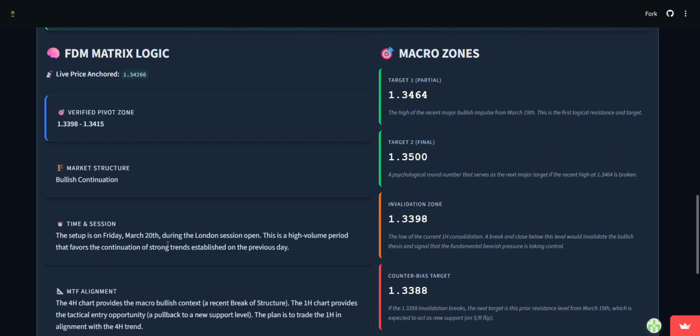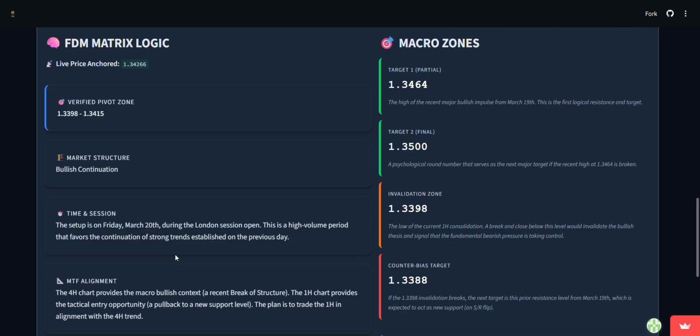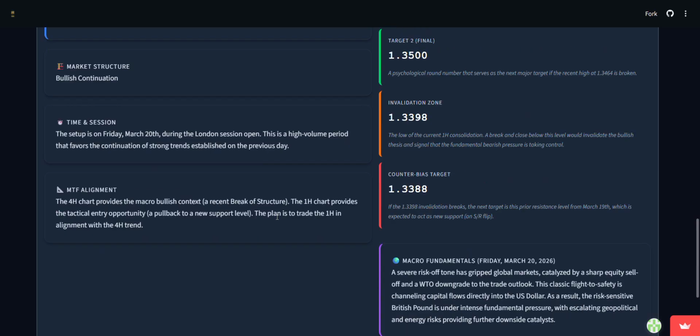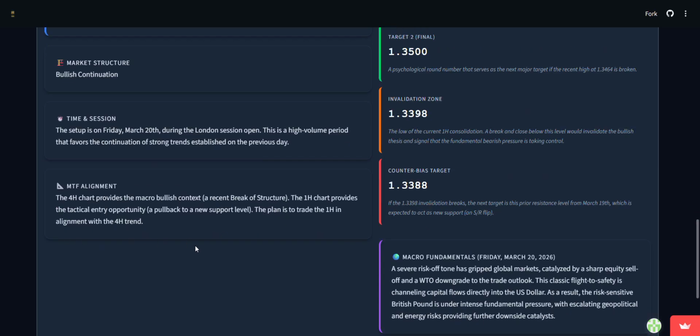The setup is on Friday, March 20th, London session. There is a continuation of the strong trend established on the previous day. First chart provides the macro bullish context, a recent break of structure. On the 1H edge provides tactical entry opportunity, a pullback to a new support level. The plan is to trade the 1H edge in alignment with the 4H trend.